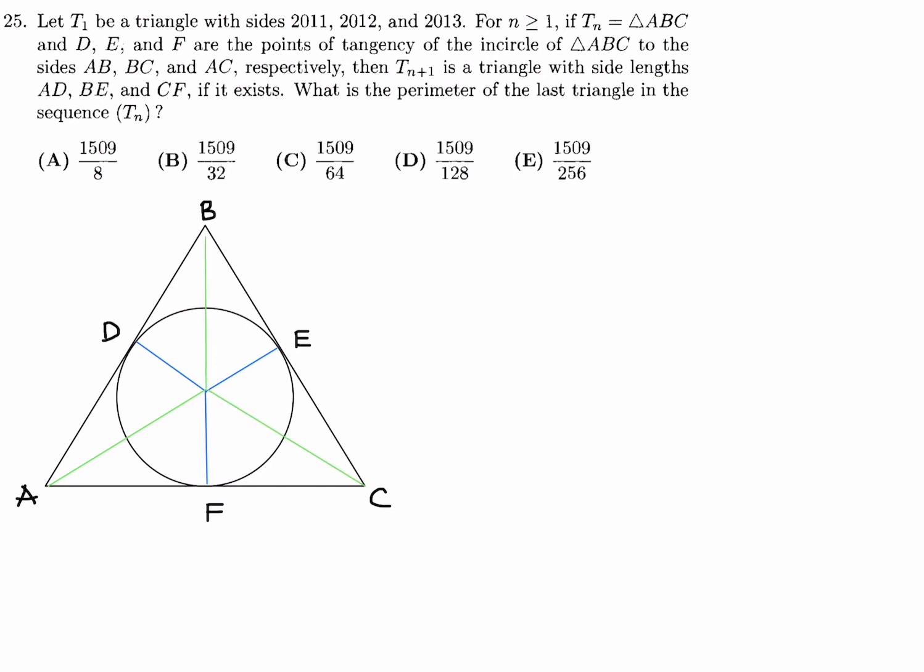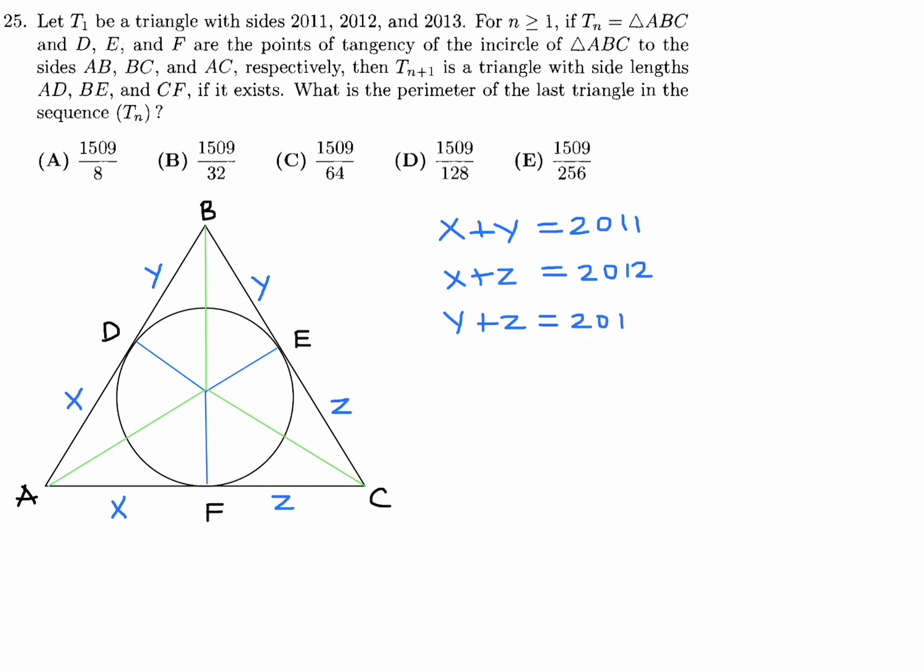And what that allows us to do is figure out that some of these distances will be equal. So for example, if I label A to F as X, then A to D will also be X, because those are similar triangles. Very similarly, if I label B to D as Y, then B to E will also be Y. And if I label F to C as Z, then E to C will also be Z. So we got a few equations here. The first is X plus Y in my first triangle is 2011. Then X plus Z is 2012, and Y plus Z is 2013.